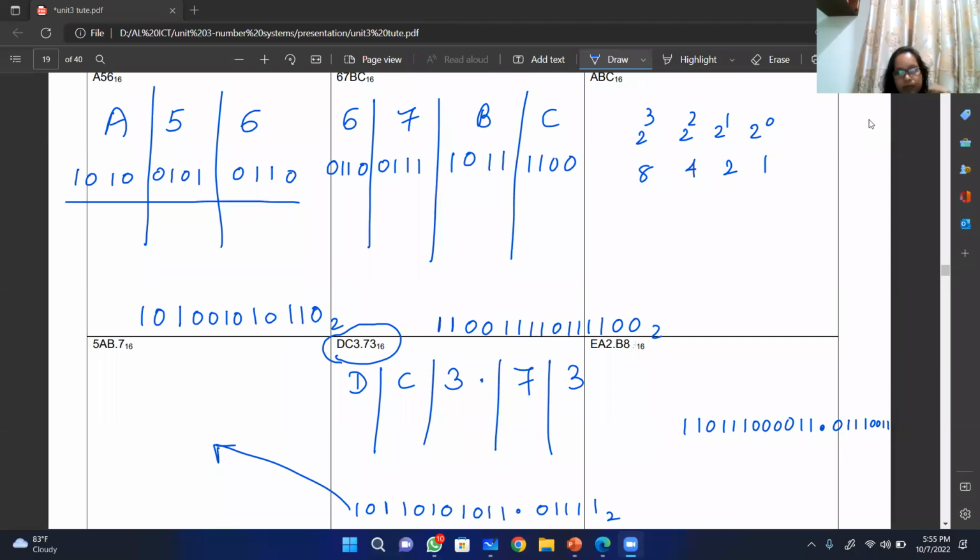Three is 0, 0, 1, 1, 0, 1, 1, 1, 0, 0, 1, 1. 12 means 1, 1, 0, 0. 13 means 1, 1, 0, 1. So put the decimal point. Yes. Put the base as 2. So the last one also do as homework. The third one, fourth one, and last one do as homework, right?